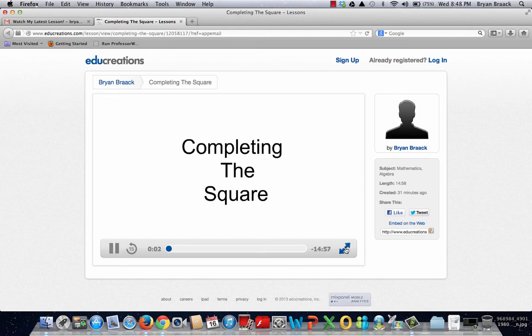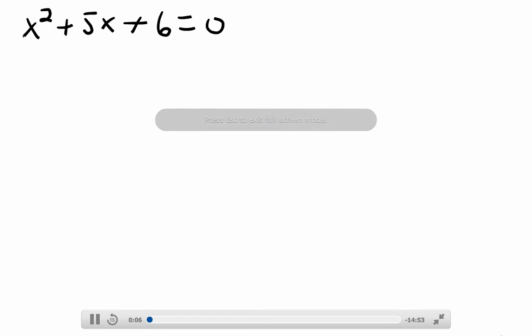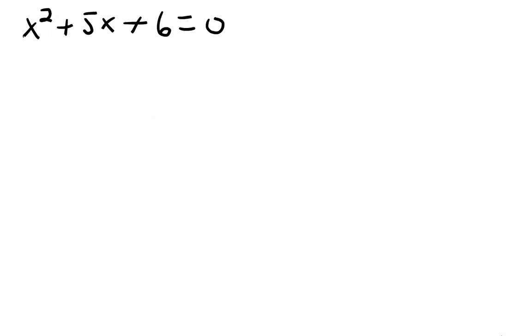We are going to be factoring trinomials by completing the square in this lesson. So first we're going to do a little bit of review on some past lessons and a few other concepts.